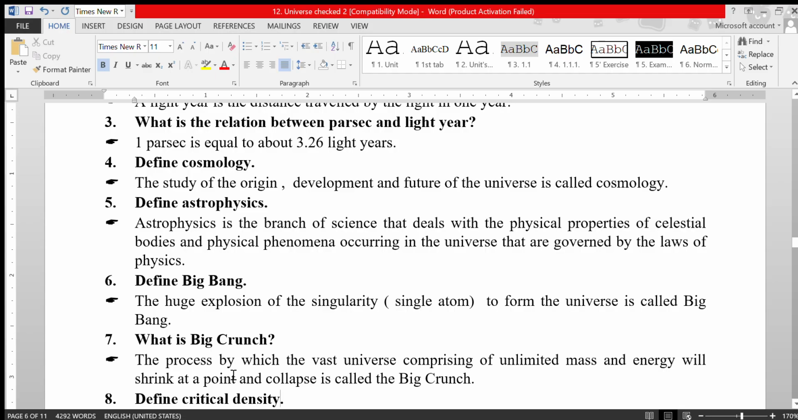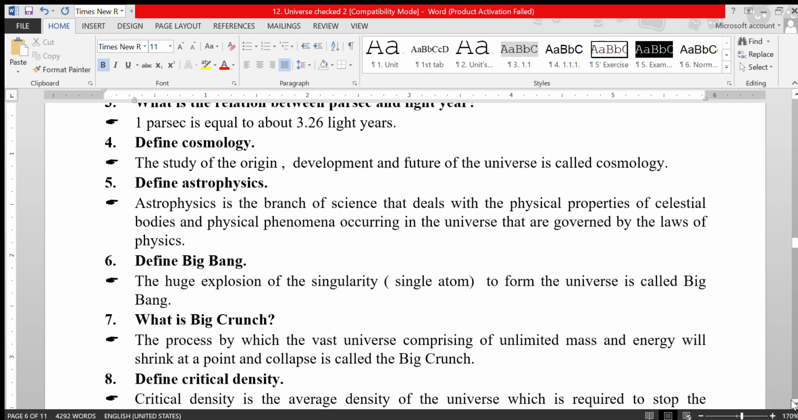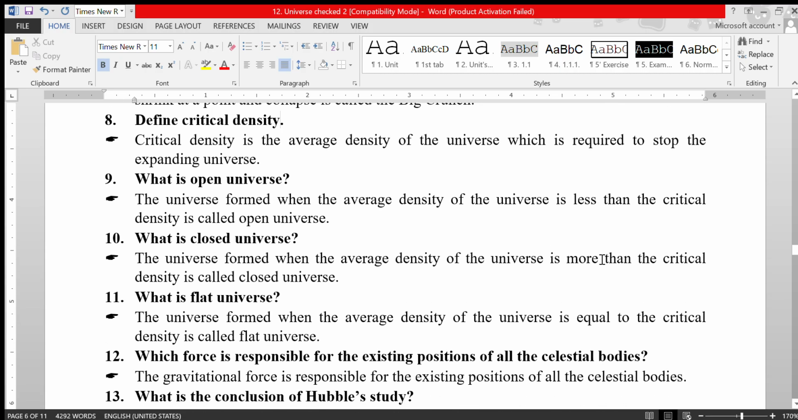What is Big Crunch? The process by which the vast universe comprising unlimited mass and energy will shrink to a point and collapse is called Big Crunch. Define critical density. The average density of the universe which is required to stop the expanding universe. What is open universe? When the average density of the universe is less than the critical density, it is an open universe. What is closed universe? The universe formed when the average density of the universe is more than the critical density. What is flat universe? The universe formed when the average density of the universe is equal to the critical density is called flat universe.